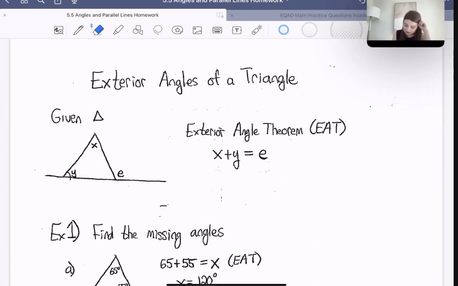But anyway, long story short, the theorem is that x plus y is equal to e, where x and y are two of the interior angles, and e is the exterior angle of the angle that isn't known, right? Or of this angle that is not x or y. So that's the important thing there. Let's say this was z. It is not true that x plus z is equal to e, right? It has to be these other two and this one. z cannot be involved here.